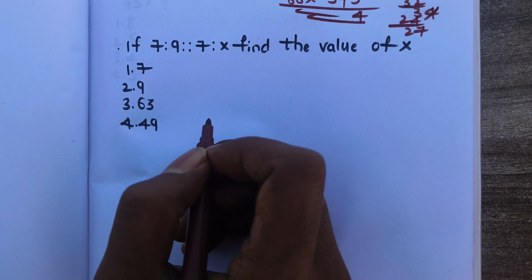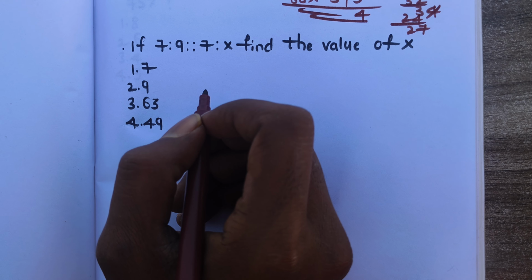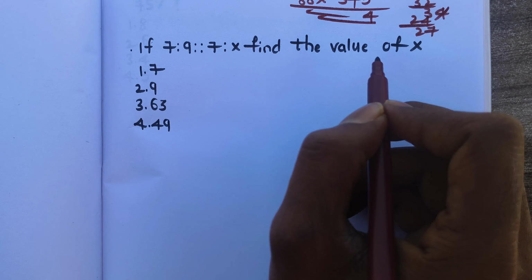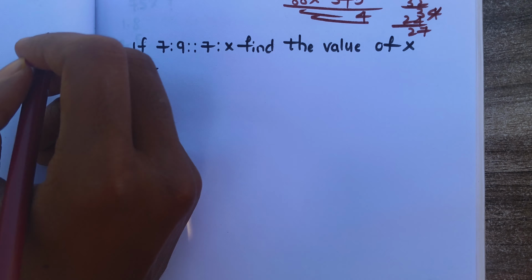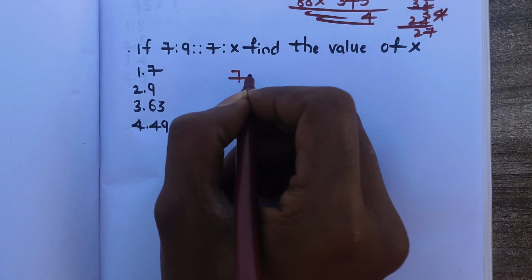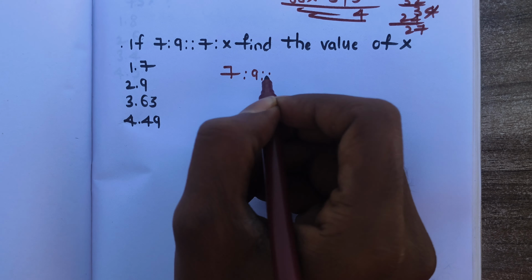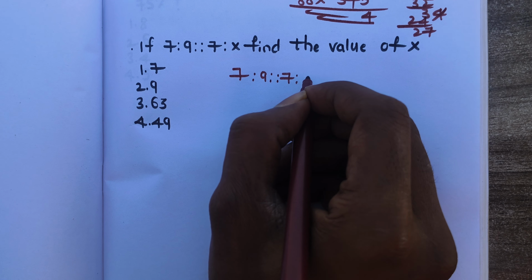Next question. 7:9 equals 7:x. Find the value of x.